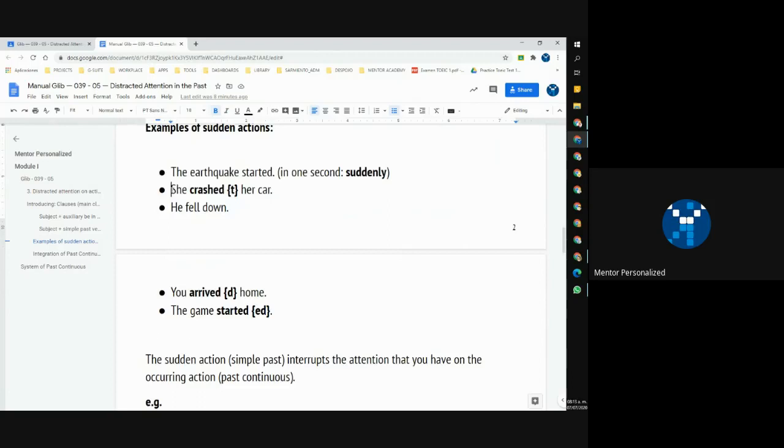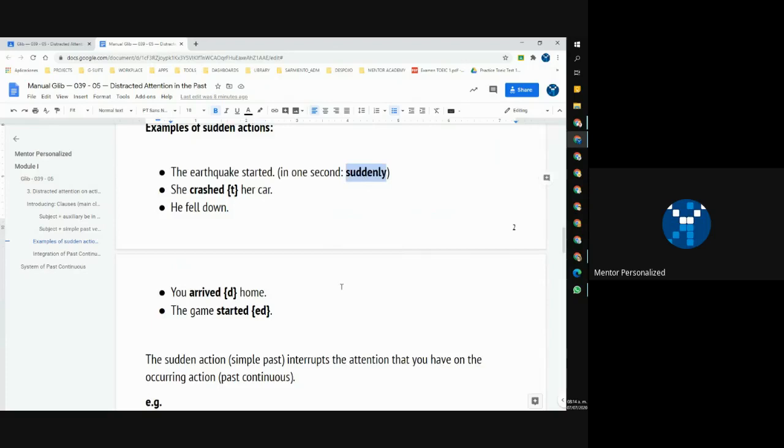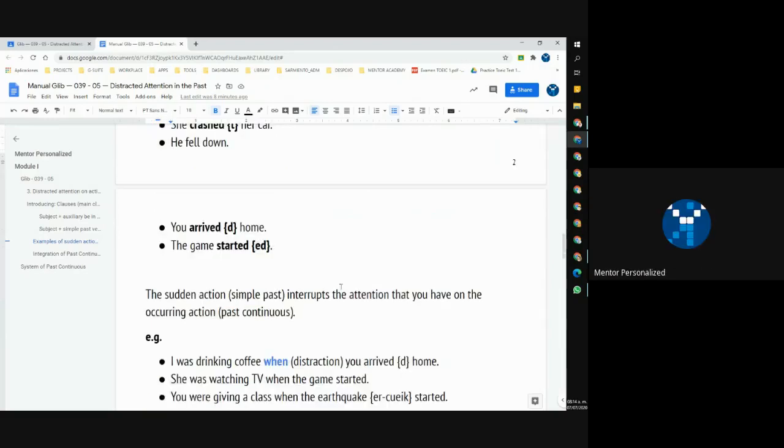Second, she crashed her car. Repeat. She crashed her car. Crashed. Very good. Estrelló su auto. Okay, he fell down. Repeat. He fell down. Se cayó. You arrived home. Repeat. You arrived home. Arrived with D, okay? And finally, the game started. Repeat. The game started. Very good. All of these are sudden actions, okay? Actions that occur suddenly. Very good. So these are the complementing subordinate clauses.